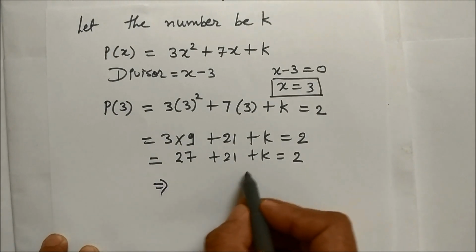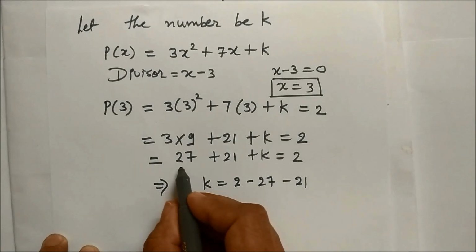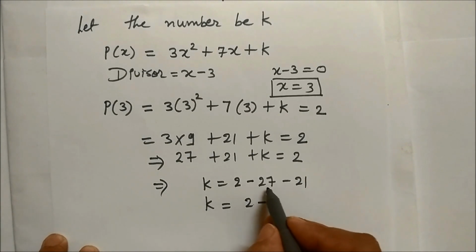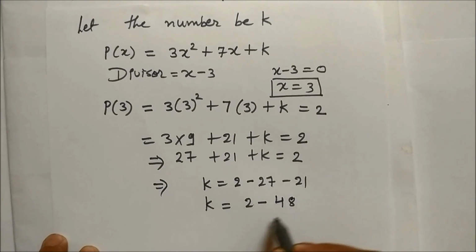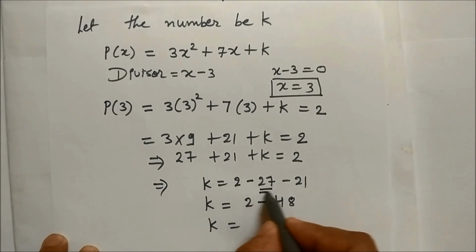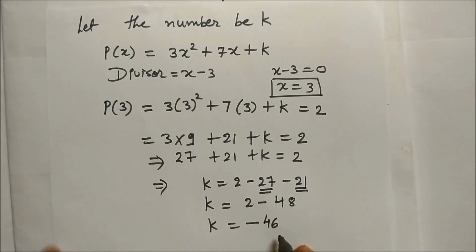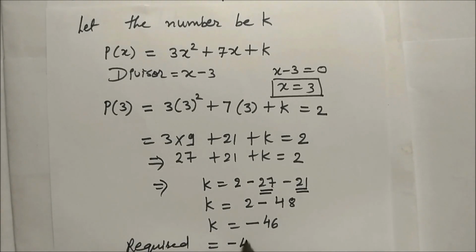Therefore k is equal to 2 minus 27 minus 21. We will shift these two to the right hand side. So k is equal to 2 minus 27 and 21, which is 48, minus 48. Because both the numbers have the same sign, we add these two, and the addition is 48, minus 48. 2 minus 48 is equal to minus 46. So the required number is equal to minus 46.